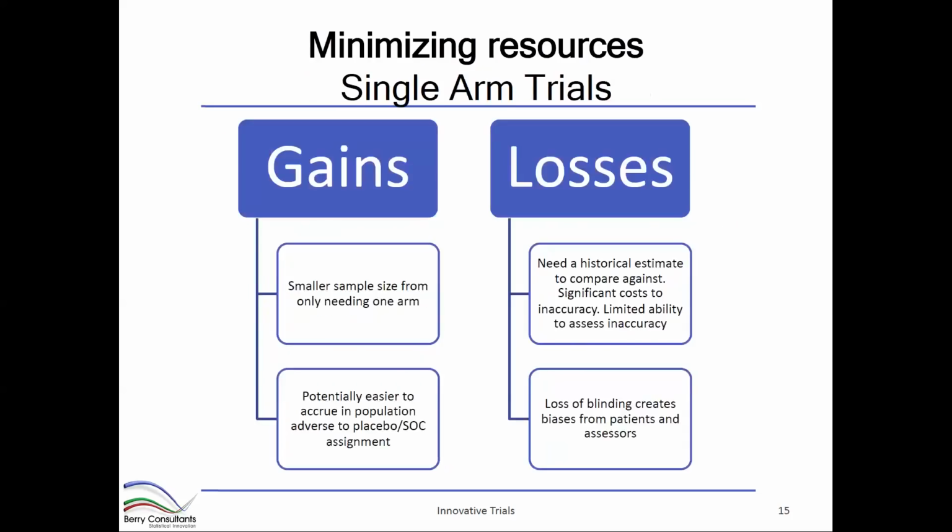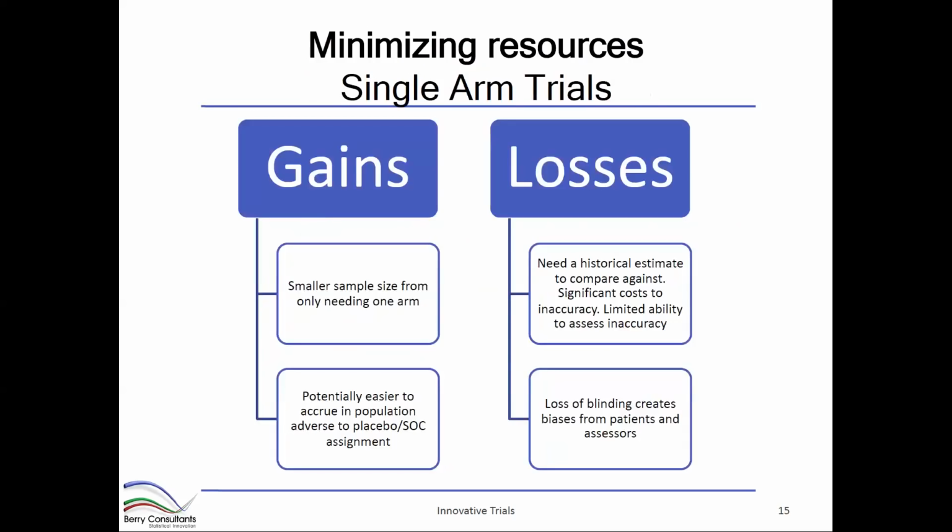The advantages to single-arm trials are, of course, they decrease sample size. You don't have a control arm, so that's 50% of your subjects saved right there. You also have the advantage that in a population that's averse to getting placebo or the control, you aren't giving it, so it's potentially easier to accrue.